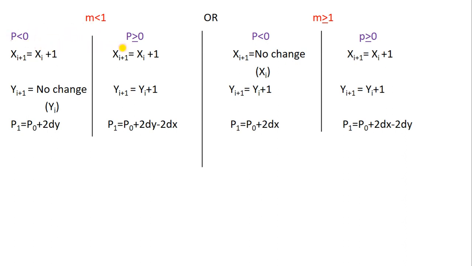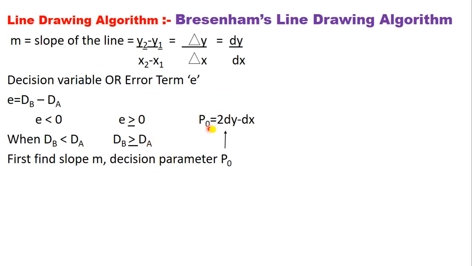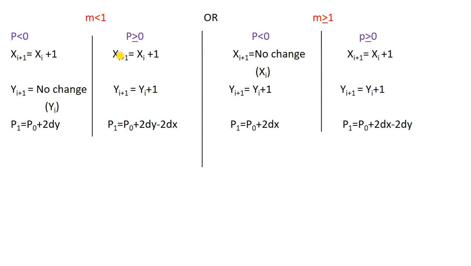After finding the slope, if it is less than 1, here also we have to choose. p is the decision parameter. If our p is less than 0, we have to use this section. If our decision parameter is greater than or equal to 0, then we use this section. How will we come to know whether p is greater than or equal to 0? By applying this formula.